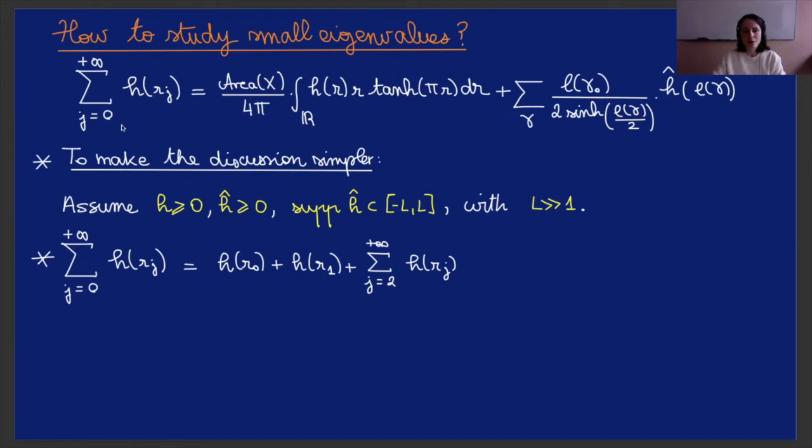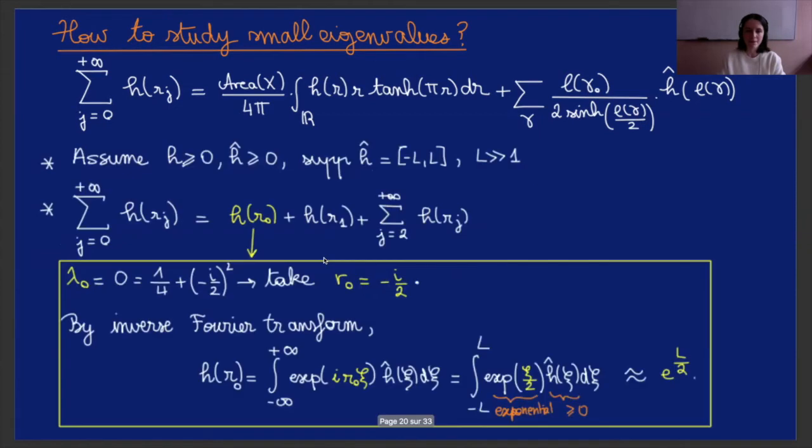I'm going to have a look at this term and single out the first two terms corresponding to the trivial eigenvalue and then the first non-trivial eigenvalue. The trivial eigenvalue is lambda 0 equals 0. So it corresponds to R0 equals, for instance, minus i over 2. I can write H using the inverse Fourier transform as the Fourier transform of H hat.